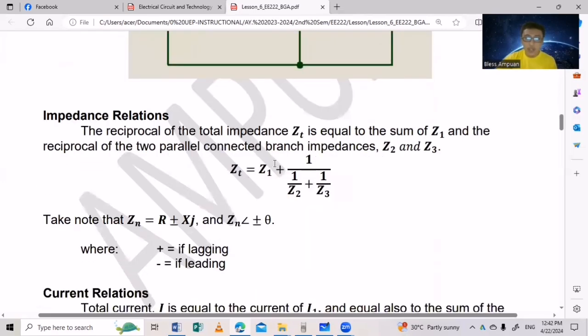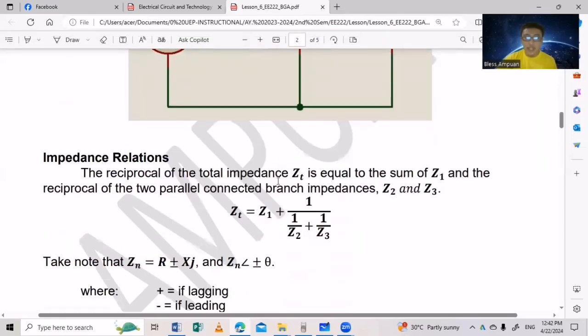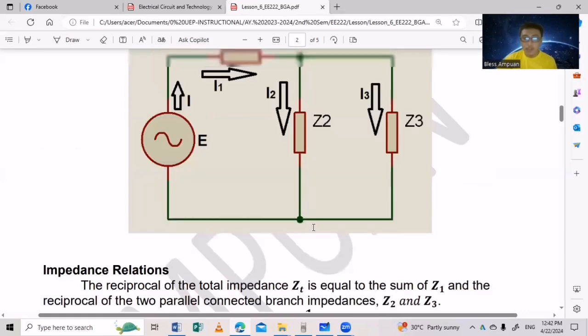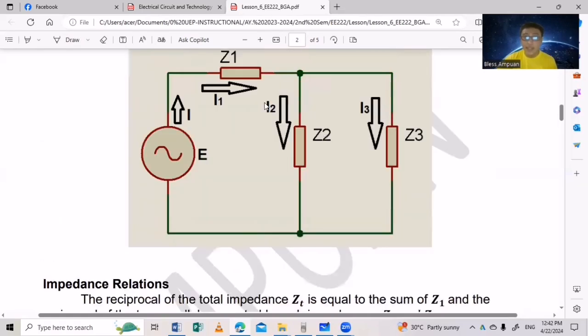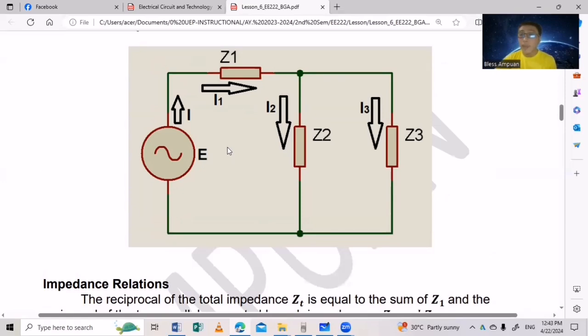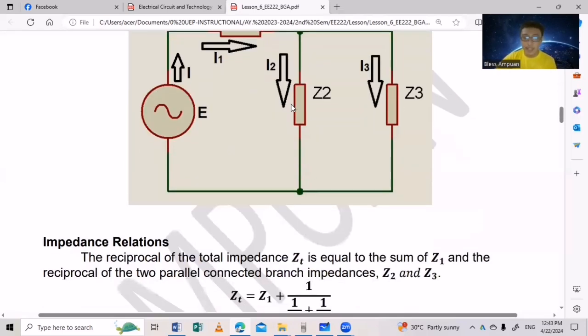And then, to solve for the total impedance, since this is series, Z sub 1 in polar form plus 1 over the parallel combination of Z sub 2 and Z sub 3. So this is how to solve for our total impedance in this type of circuit. Again, just apply the basic rules of combination of impedances. Not all the time, maybe there are more complicated circuit diagrams, so just use the basic rules in combining such impedances.